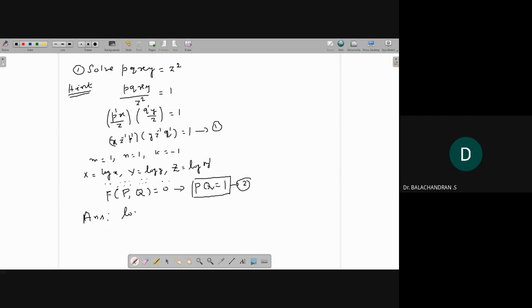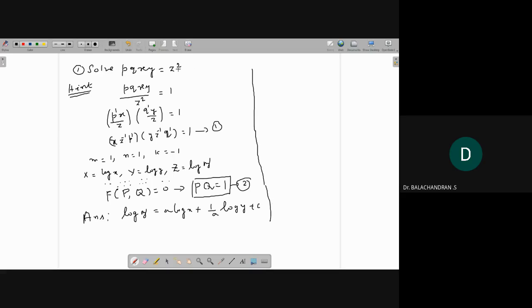So the final answer for this problem is log small z equal to a log x plus 1 by a into log y plus c.